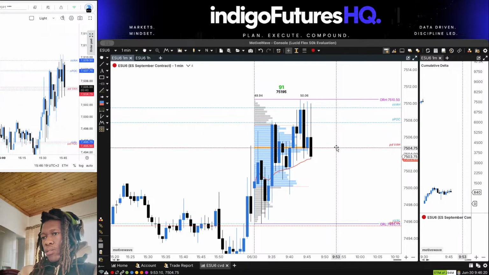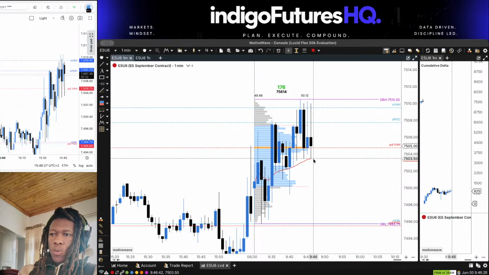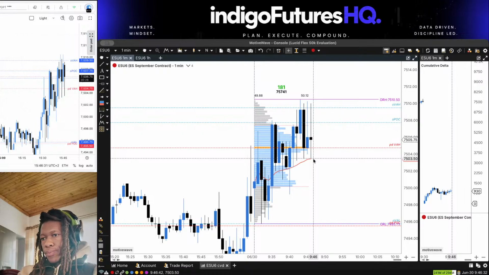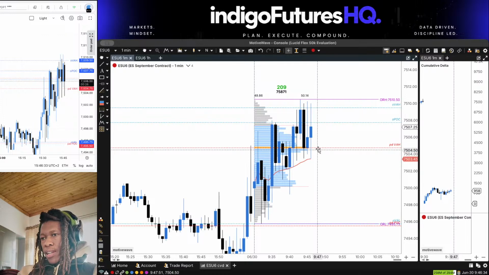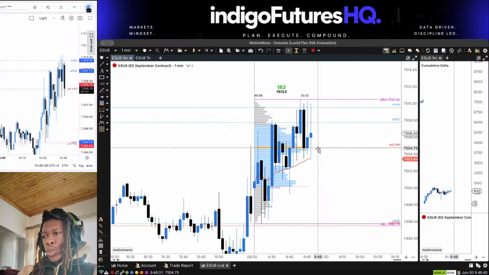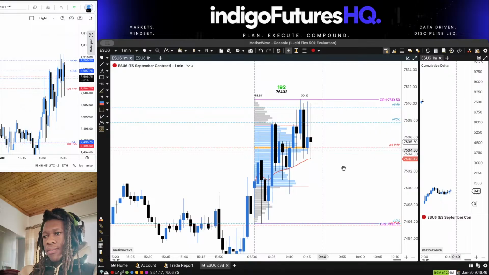Could be a rotational day, man. But yeah, okay, that's a VWAP. That's a VWAP retest. So this is like a 5 point move. I don't really feel too excited about getting involved in this just as of yet.